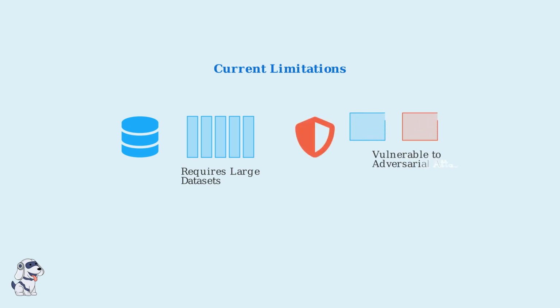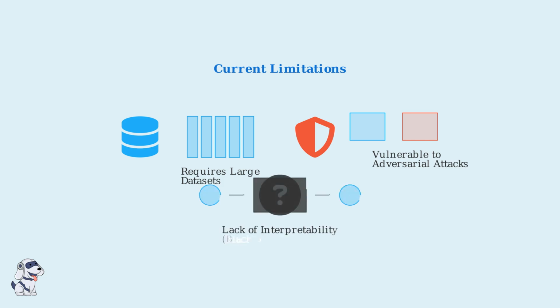Neural networks are vulnerable to adversarial attacks. Small, carefully crafted changes to input data can fool networks into making completely wrong predictions, even when the changes are invisible to humans. Perhaps most concerning is the black box nature of neural networks. It's often impossible to understand why a network made a particular decision, making them unsuitable for critical applications where explanations are required. Despite these challenges, researchers are actively working on solutions.